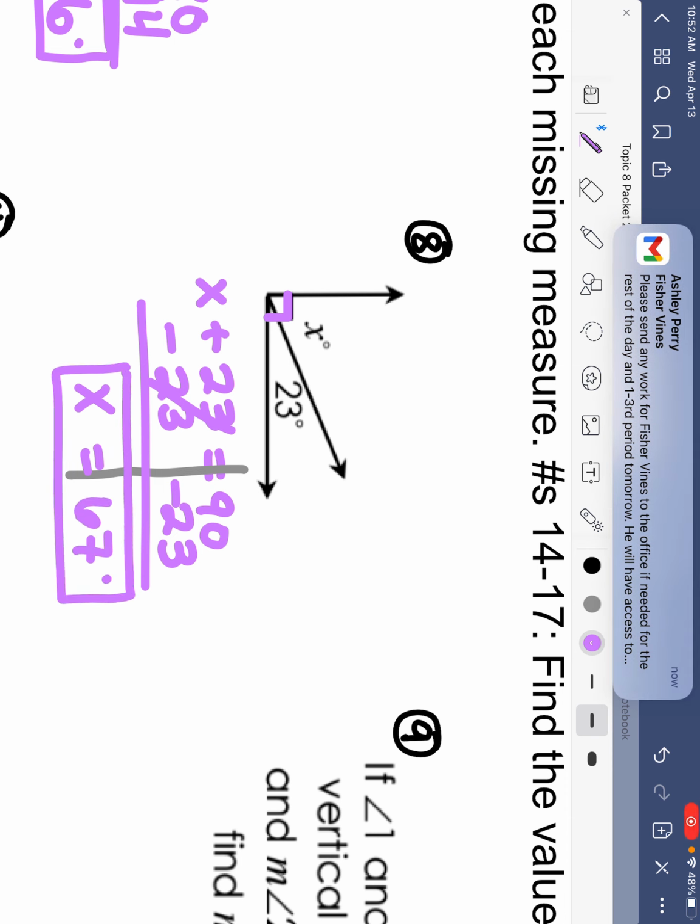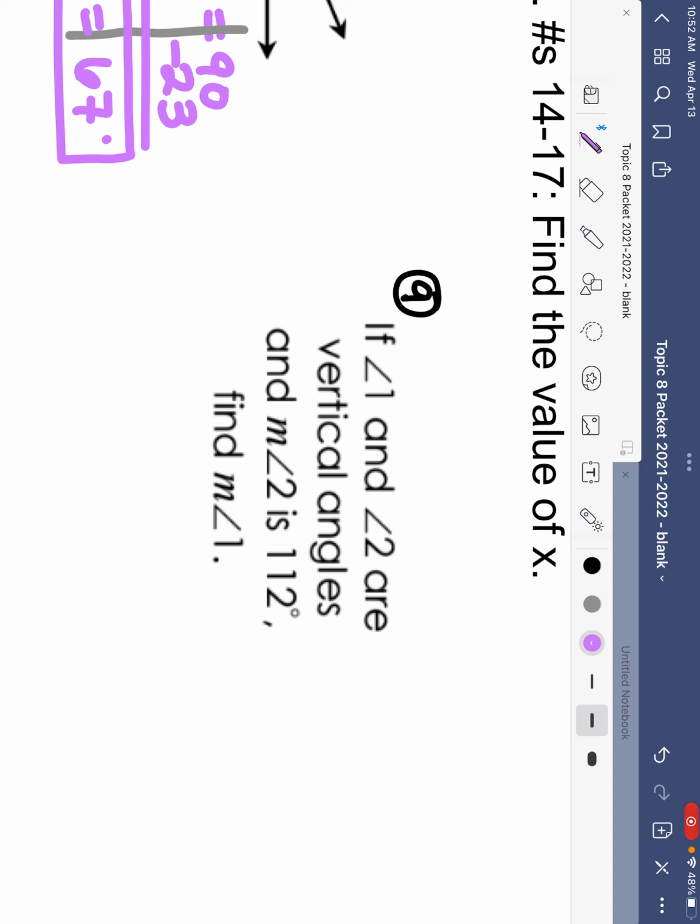Okay. Moving on to number 9. If angle 1 and angle 2 are vertical angles, and the measure of angle 2 is 112 degrees, find the measure of angle 1. Now, key information here. They are vertical angles. What do I know about vertical angles? They are equal to each other. Okay, so I know that angle 1 equals angle 2.